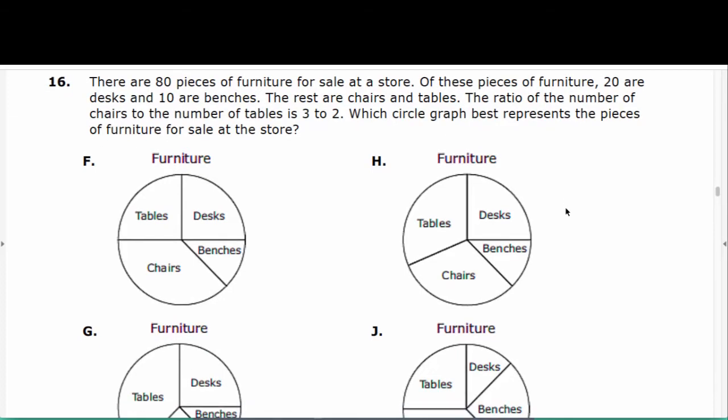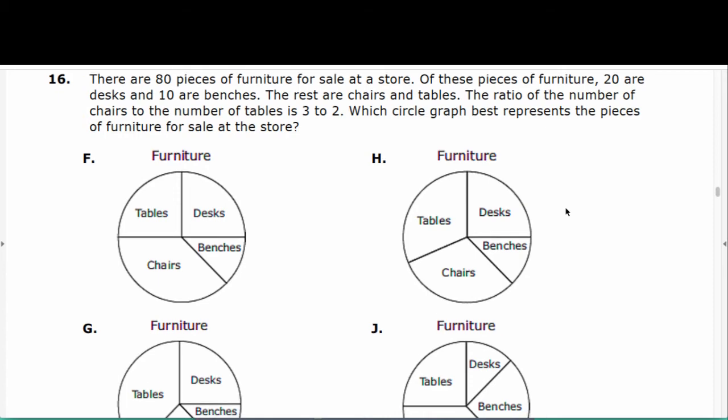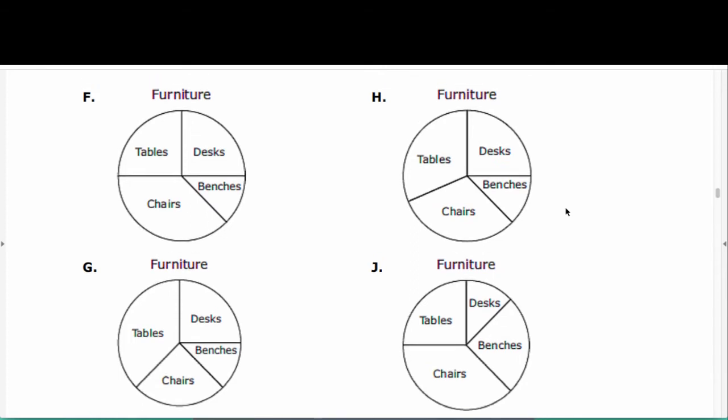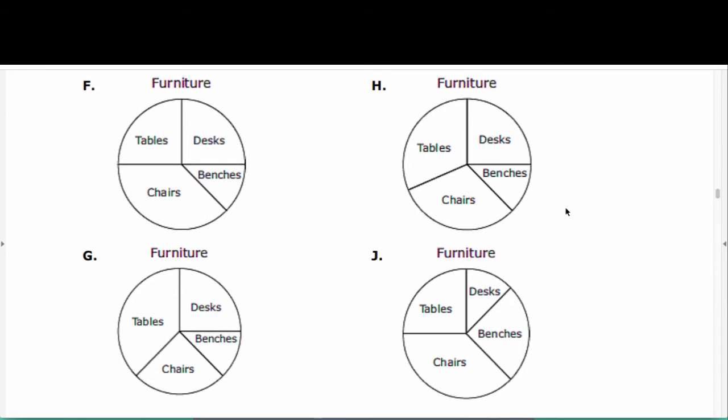Question 16. There are 80 pieces of furniture for sale at a store. Of these pieces of furniture, 20 are desks and 10 are benches. The rest are chairs and tables. The ratio of the number of chairs to the number of tables is 3:2. Which circle graph best represents the pieces of furniture for sale at the store? F, G, H, J. If you have any questions about the graphs, please raise your hand.